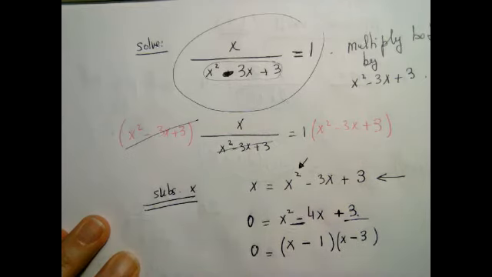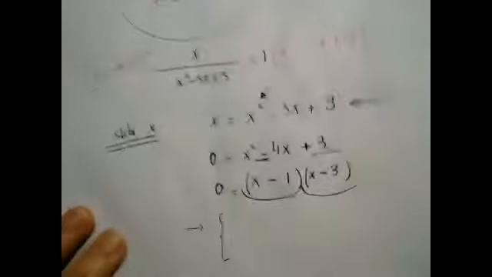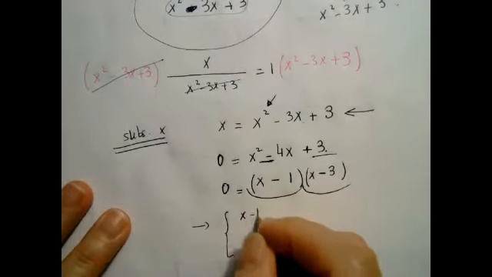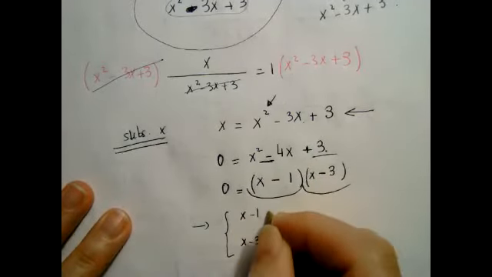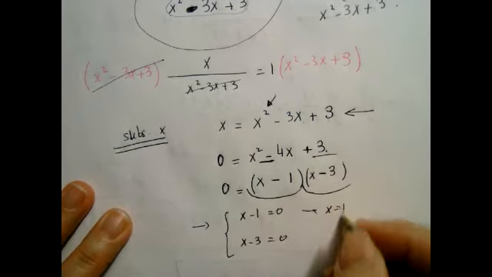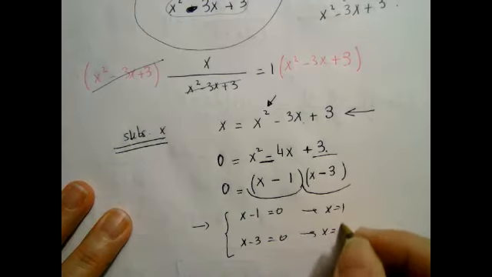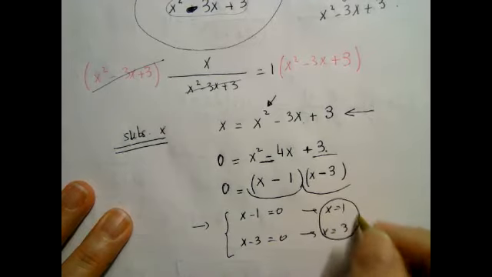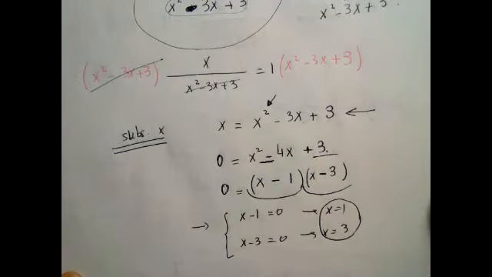What does this mean? It means that the product is 0. It means either x minus 1 is 0 or x minus 3 is 0. The first one will give me a 1. The second one will give me a 3. End of the problem. All right.